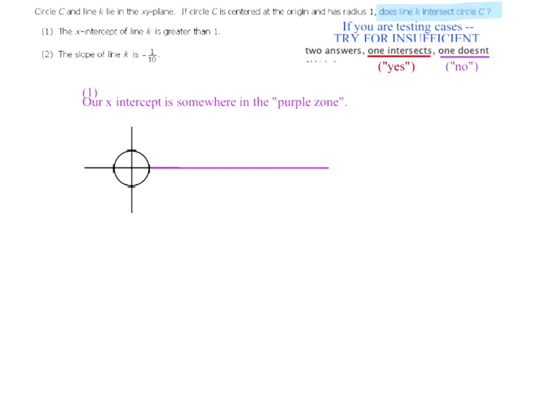Here's a line that has an x-intercept over there that does intersect the circle, so that's a yes to the question. And here's a line that would be a no if you had a line here. So there's your cases. I got a yes, I got a no. So this is not sufficient. Any questions about that? Okay. Statement 2.